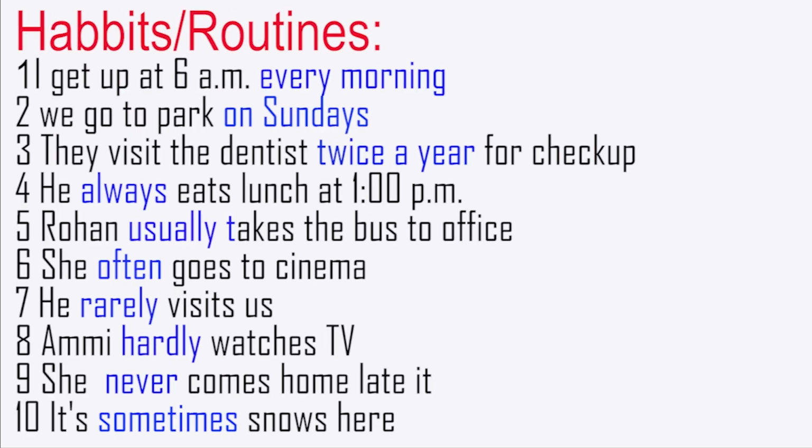Now I want you to focus on the words I have highlighted in blue. Every morning, on Sunday, twice a year, always, usually, often, rarely, hardly, never, sometimes. These words are clues that these actions happen regularly. You can see how often or how frequently the actions happen. When we use habits or routines, we normally use this kind of expressions.